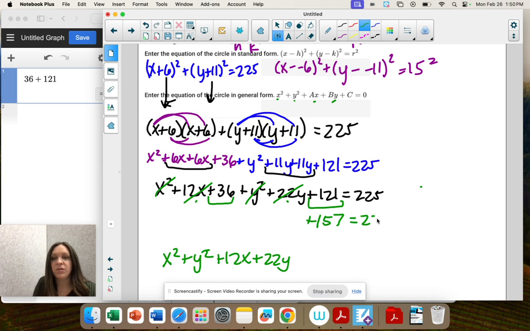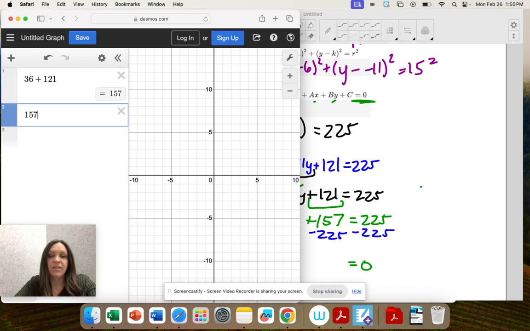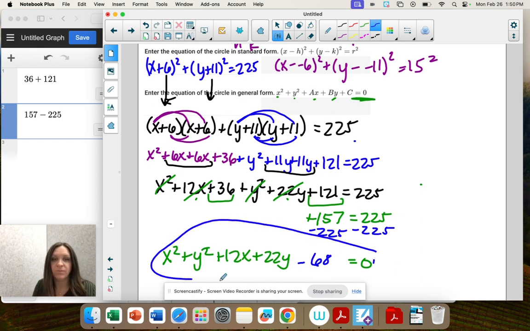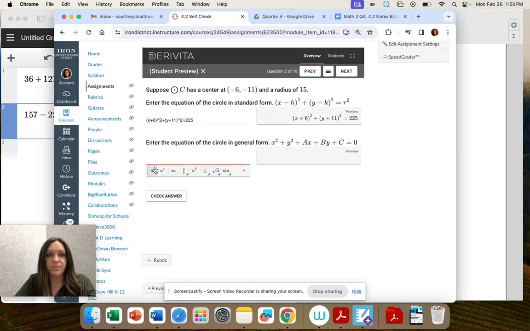And that equals 225. I have to make it equal 0, though. That's part of general form. So I'm going to minus 225 on both sides, and I'm going to take that away from the 157, which is -68. So now it's in general form. I have x squared, x term, y term, constant equals 0. So that is what I'm going to type in.